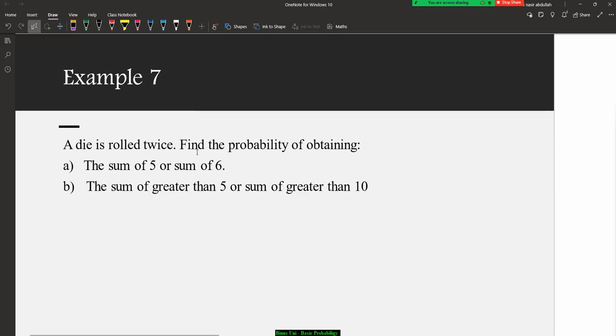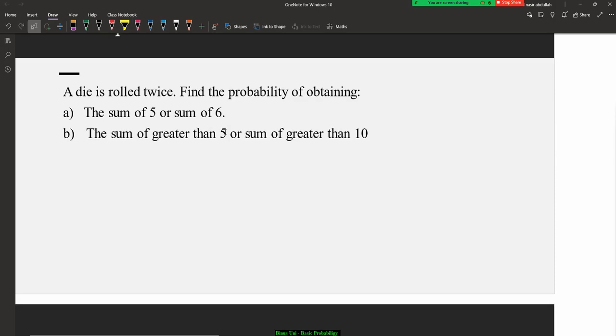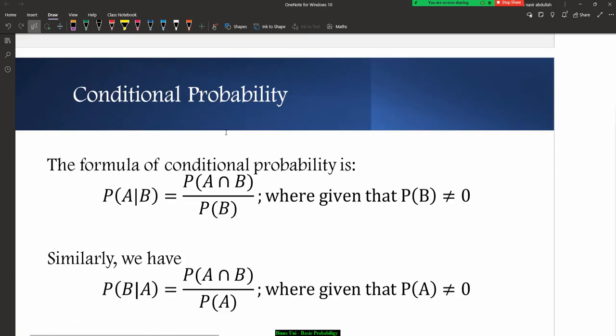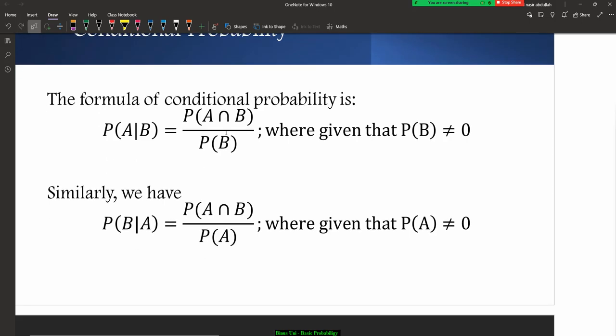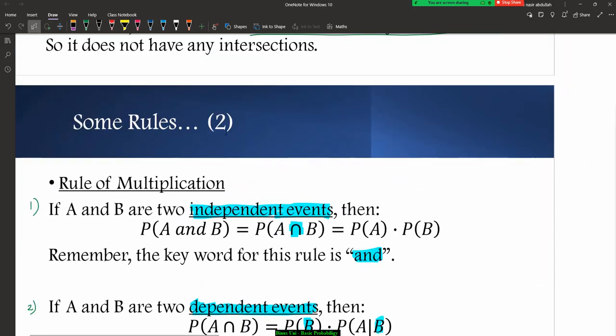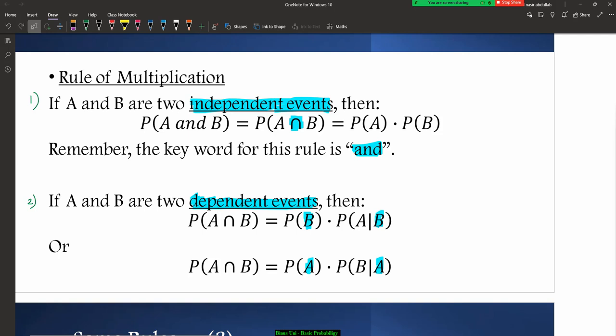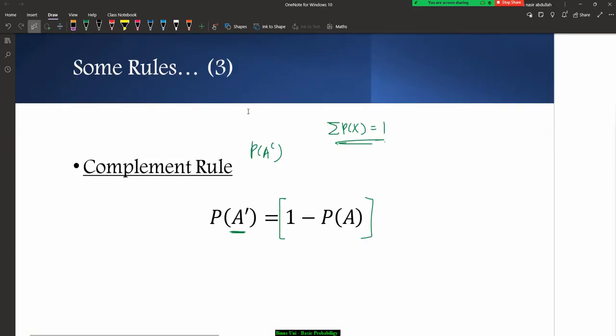So I think example number 7 uses the same method as example number 6. The same goes for example number 8. Let's look at conditional probability. As I said just now, in the rule of multiplication, we have independent events and dependent events. Independent events mean that event A and event B are totally independent, not related. Dependent events mean that A will depend on B or B will depend on A. Say you are event A, you go to a restaurant and eat there, and then you tell your friend B about the food in that restaurant. We want to measure the probability that B will go to the restaurant. That is a simple example of a dependent event.